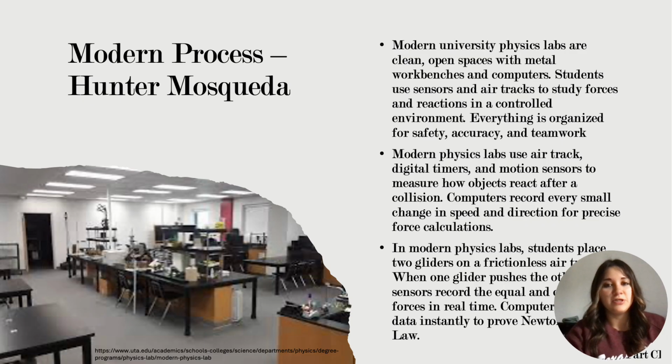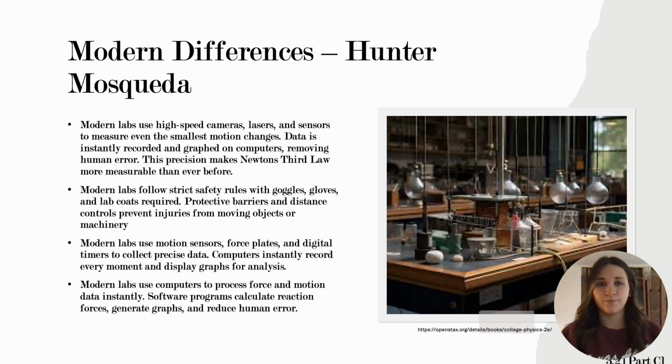When one glider pushes the other, sensors instantly record the equal and opposite forces, and computers graph the results in real time. This setup proves Newton's law with exact precision, something he could only dream of back then. Modern labs are much more advanced and safer.